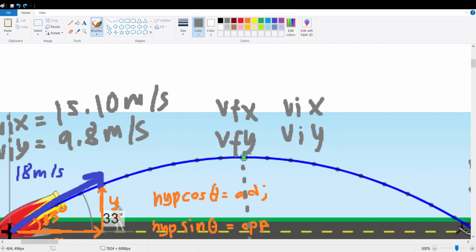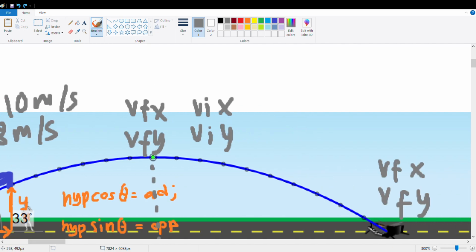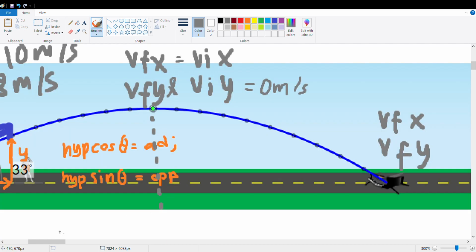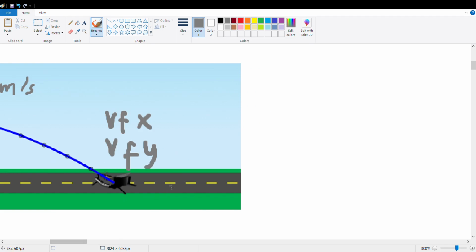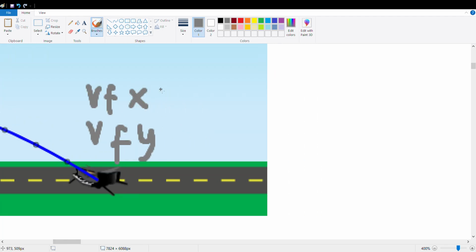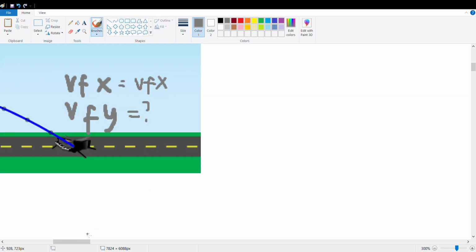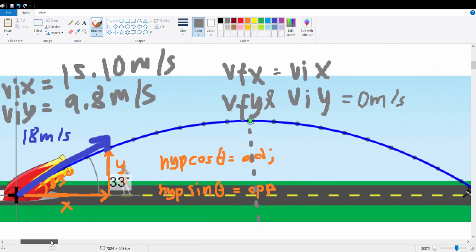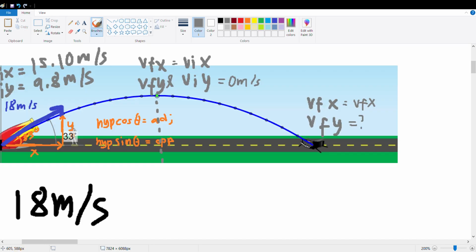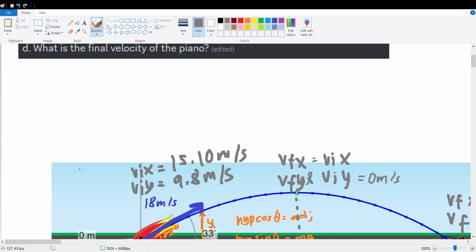But for Viy here at the half time, it will always be 0. Vfy here and Viy here, these two will always be 0 because that is the peak of the piano. And for here, the final velocity will also be the same as the others. And then here we're going to put a question mark because we don't know that. Now that we have some values in, let's start solving the question.